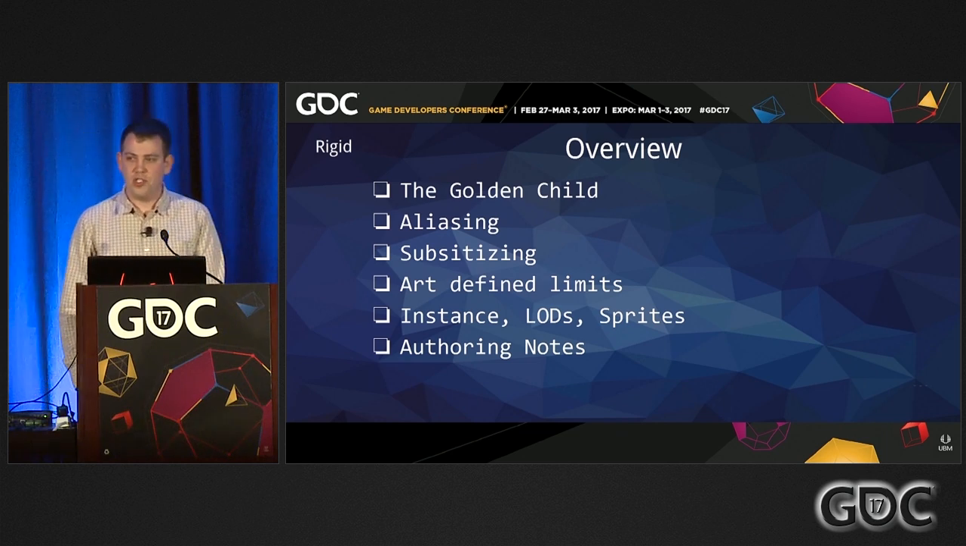So rigid really was our golden child. It was how we shipped a majority of all of our assets across the whole game. Soft and fluid and skinned are really important, but rigid's really where you're going to use 90% of your assets. When you can access tens of thousands, hundreds of thousands of transforms very cheaply and efficiently, it's easy to make anything a rigid body. So we're going to go over some of the different benefits and pros and cons of this: aliasing issues, subsidizing issues, some of the reasons why we had art-defined limits on the asset types, and then some more improvements with instancing, LODs and sprites.